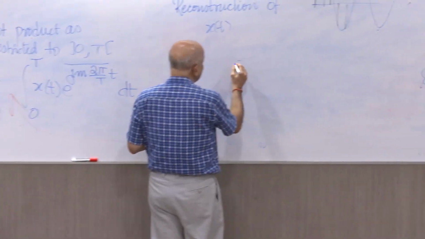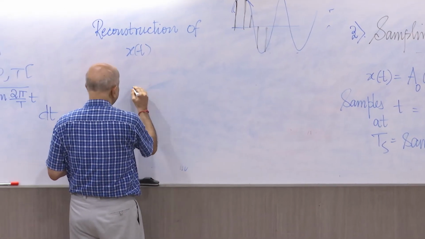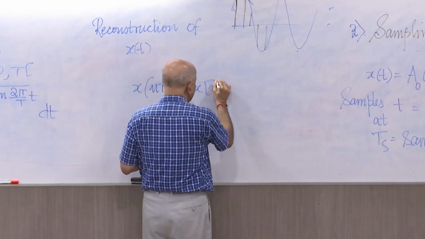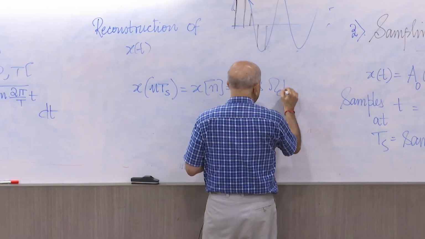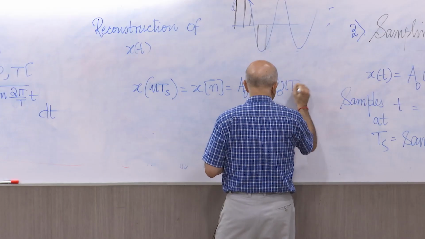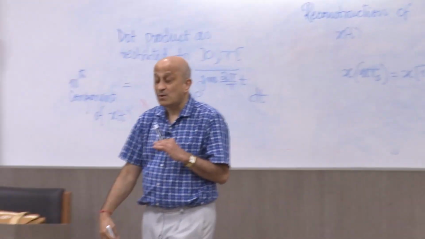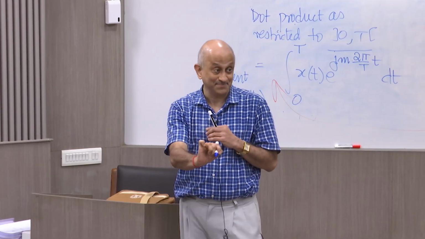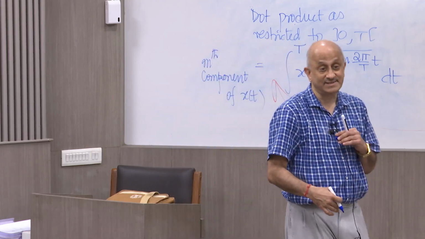Take these nth samples. You have x of n ts, which you could call x of n, the nth sample, to be a naught cos omega naught t plus phi naught, with t replaced by nts. So a naught cos of omega naught nts plus phi naught, right? Now, which other sine waves could have created the same samples in the same places? How many such sine waves do you have?